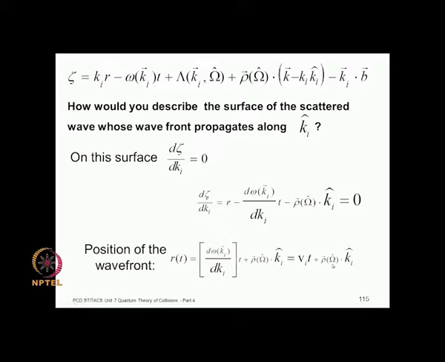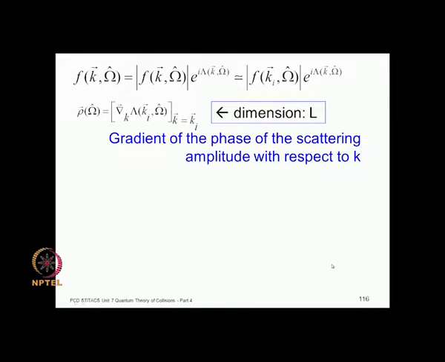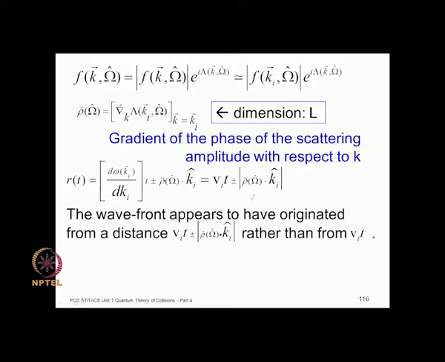There is that displacement vector. So, essentially the displacement is in terms of the gradient of the phase of the scattering amplitude with respect to k, and the wave front would appear to have originated because of the phase shift. It would appear as if the wave front has originated, if there is a delay, from a point behind what you thought is the source, or from a point which is ahead of what you believe is the source. So, from one of the two, depending on whether the wave front has advanced or retarded by the collision process.